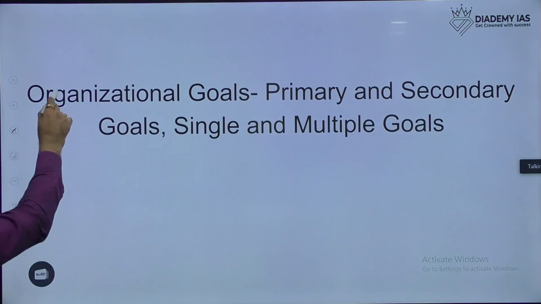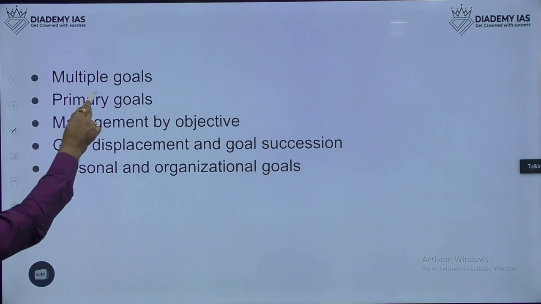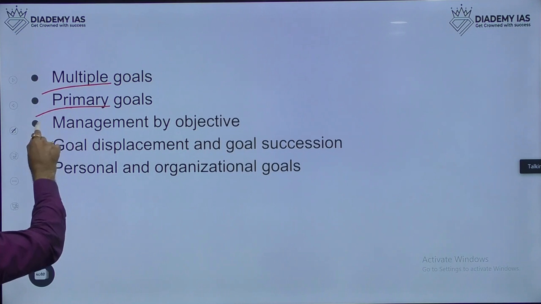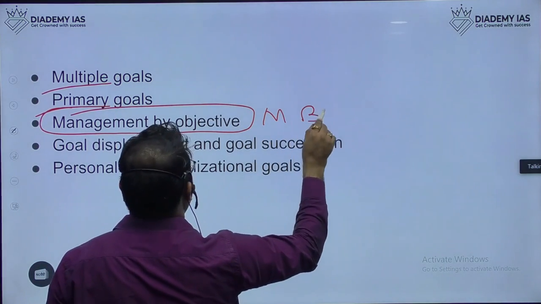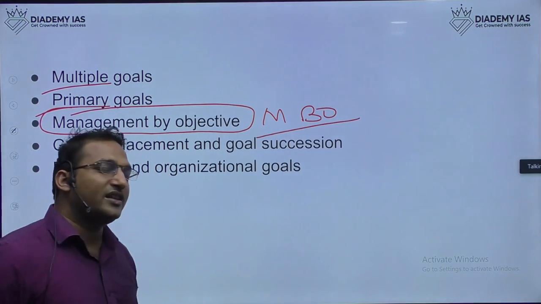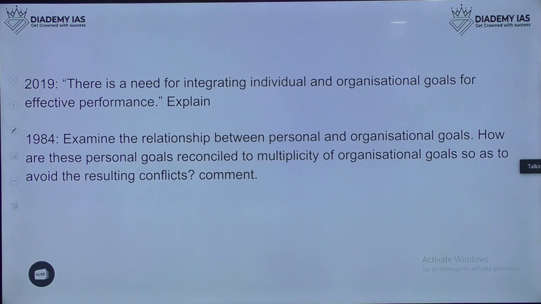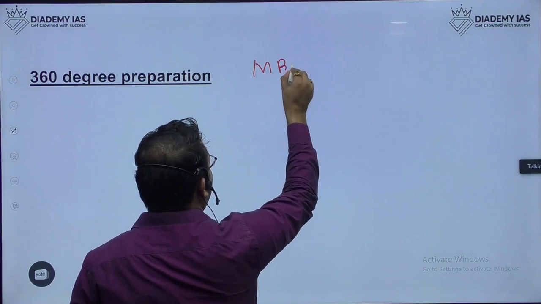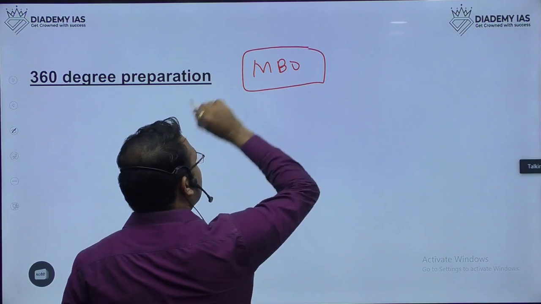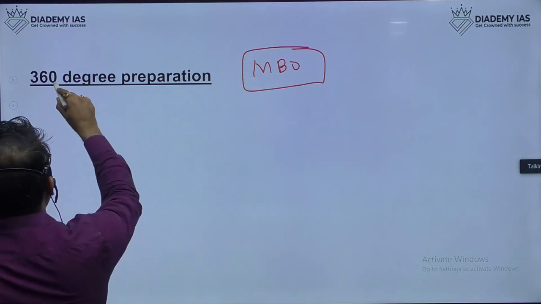The next chapter is organizational goals, primary and secondary goals, single and multiple goals, right? Now here they're asking questions like multiple goals, primary goals, MBO. This is a very, very favorite topic, MBO, okay? And if you see the last 30 years, they're asking this question again and again, okay? So in these types of questions, in MBO type of questions, in fact, wherever there is a similar concept, you should prepare in the 360 degree manner.